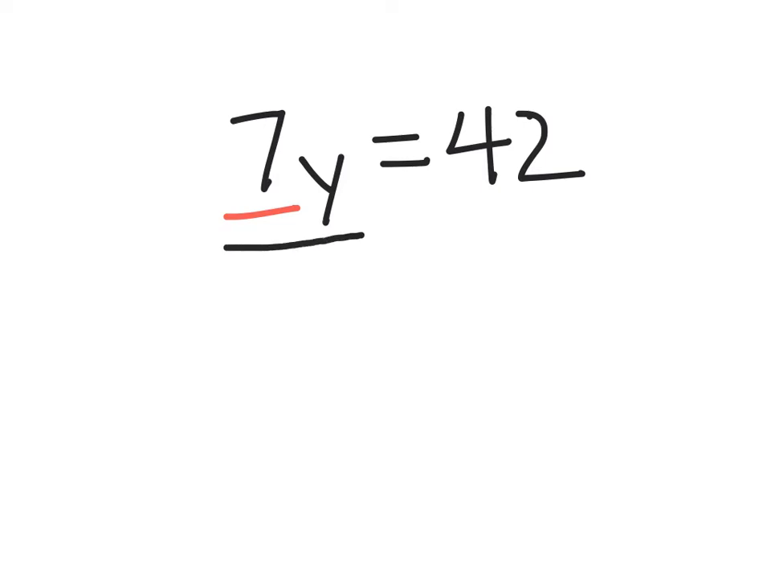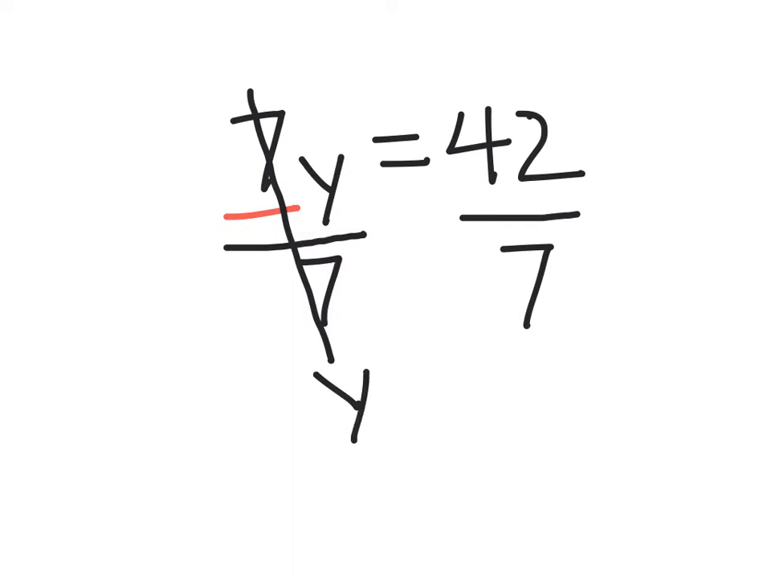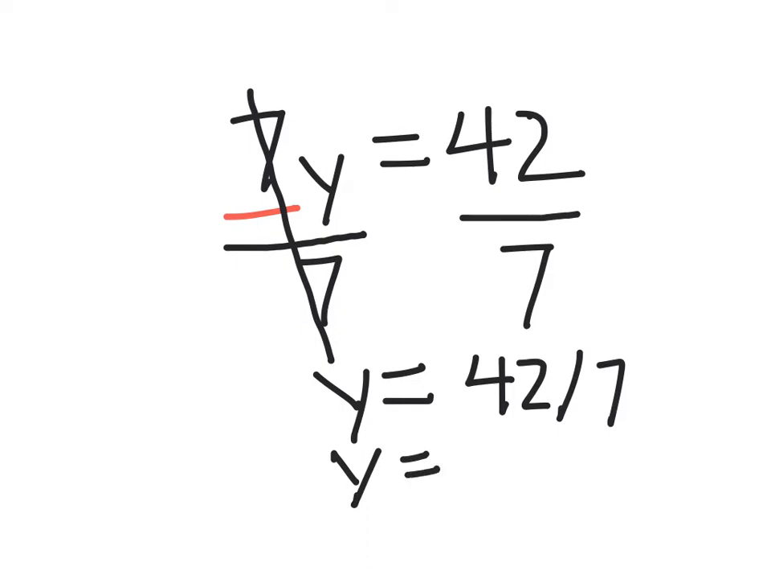We usually draw a line underneath both sides of the equation to indicate that we are doing division. Dividing both sides by 7 will eliminate 7 from the left side, leaving us with only y. On the right side of the equation, we have 42 divided by 7. This leaves us with the resolved equation y equals 42 divided by 7. 42 divided by 7 is 6. And that is how we solve whenever we have a coefficient.